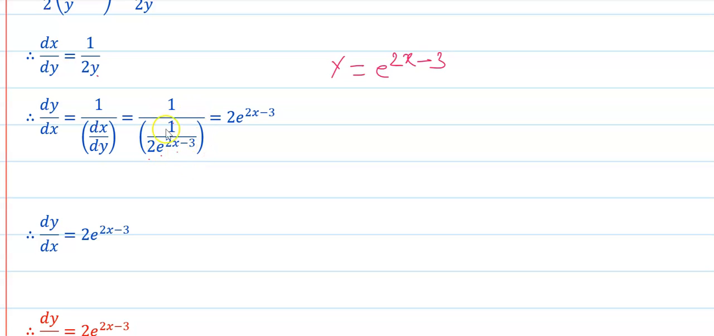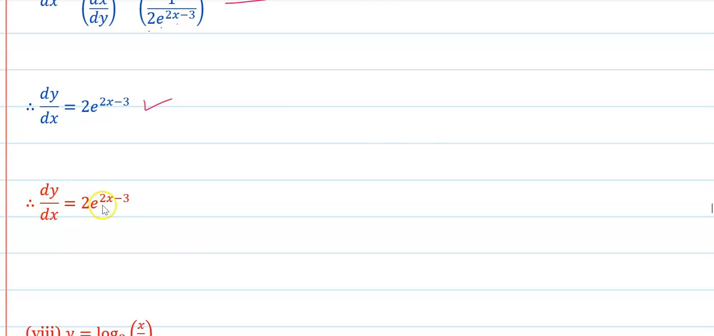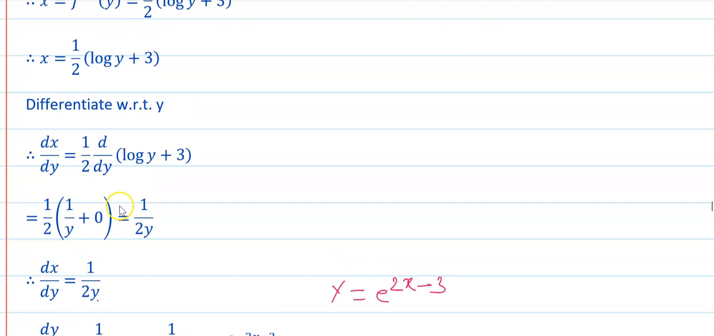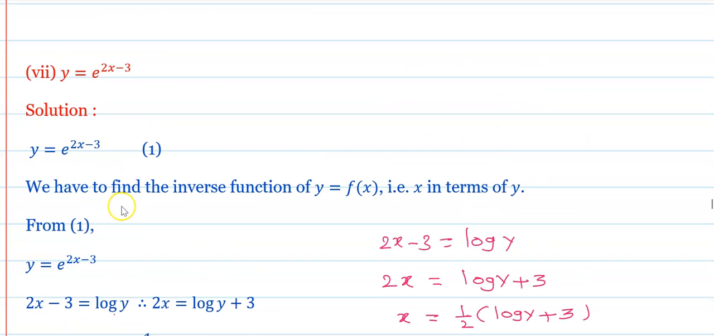Again, it becomes multiplied and reciprocal. The term goes to the numerator, and that is 2 into e raised to 2x minus 3. Therefore, dy by dx is equal to 2 into e raised to 2x minus 3. And hence, dy by dx is equal to 2 into e raised to 2x minus 3. This is by using the definition of the inverse of the function, again I am repeating.